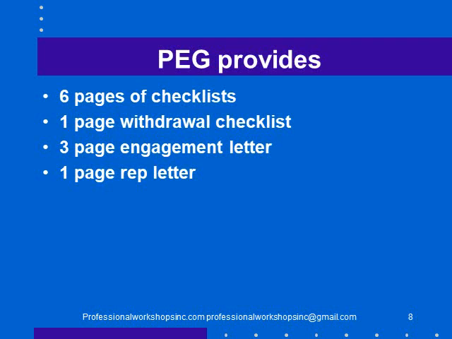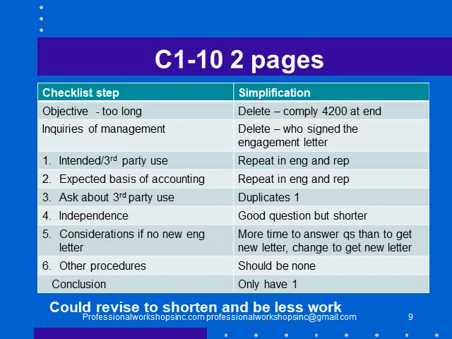Now, PEG provides 6 pages of checklists, a 1-page withdrawal checklist, a 3-page engagement letter, and a 1-page rep letter. So how do we use this? C110 is an engagement acceptance and continuance checklist. Do have to write something down about that. I would observe it's a bit too long. So for instance, we have an objective at the beginning which basically says we intend to comply with section 4200. I would delete that objective. We're going to say that we think we've done that at the end.